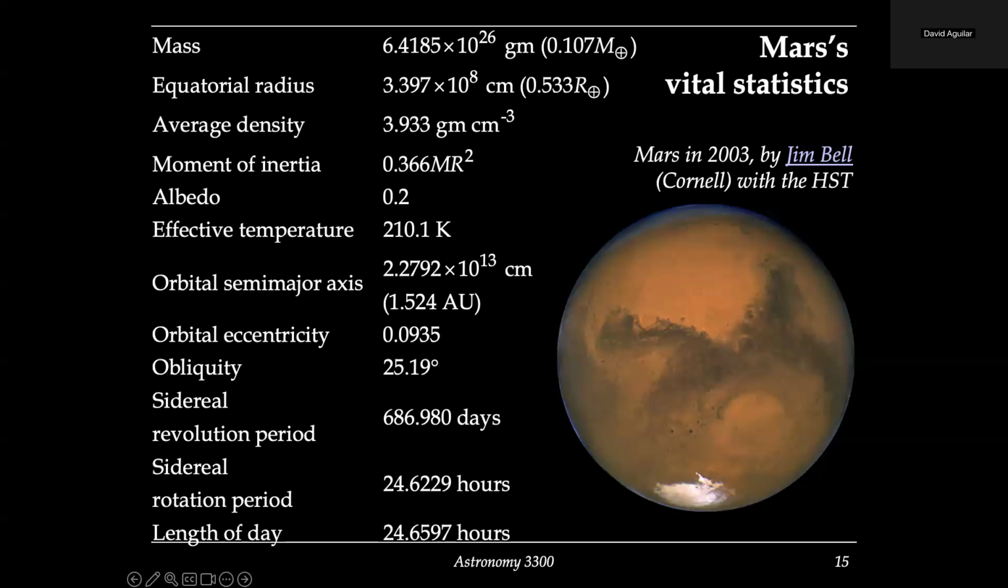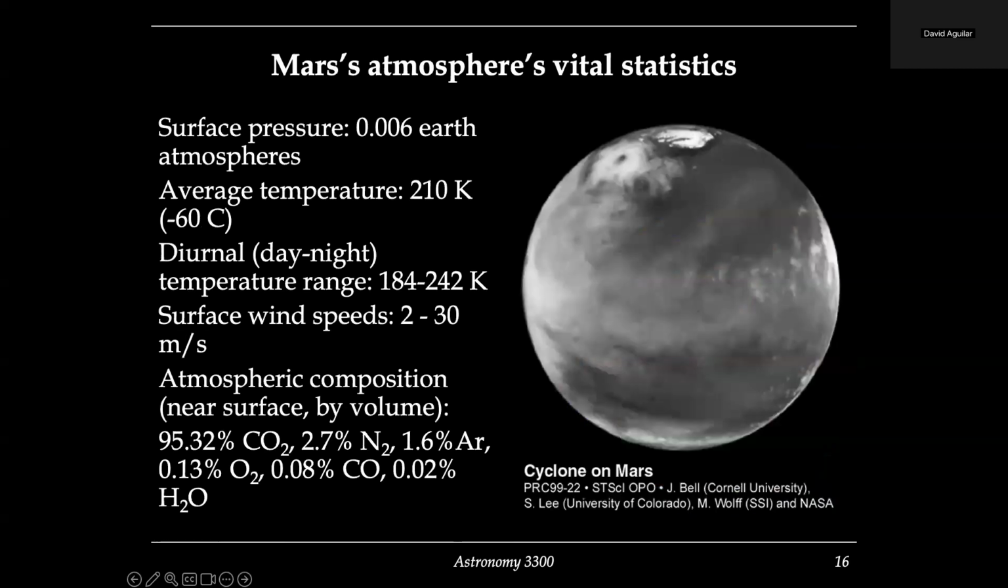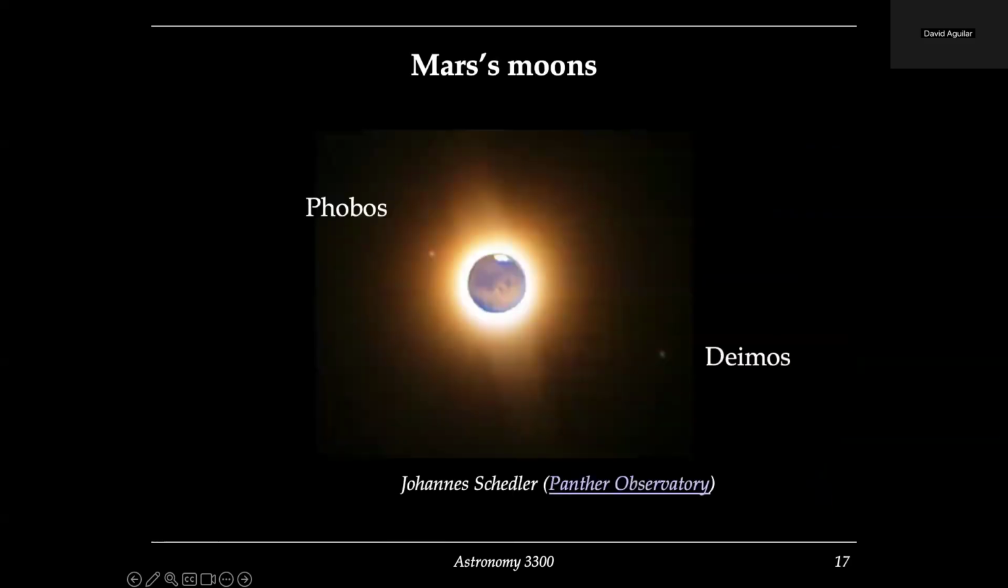All right, let's look a little bit more in detail here. Oh, I'm not gonna read that. Well, I guess you can see that later. So there's a cool cyclone on Mars, but I'll show you better ones when we do the atmosphere. Okay, there's Mars's moons. So this is Mars. Right? Deimos, Phobos.